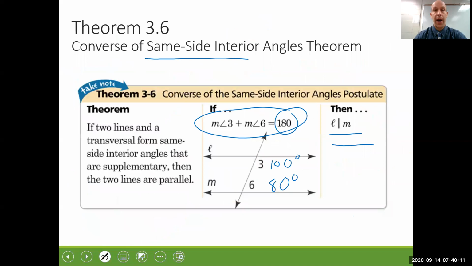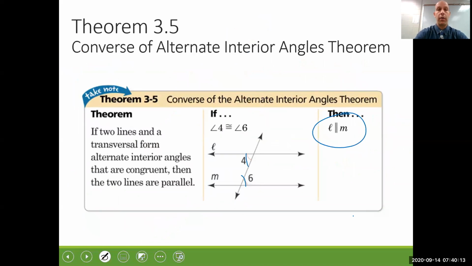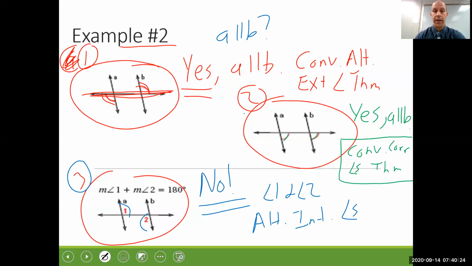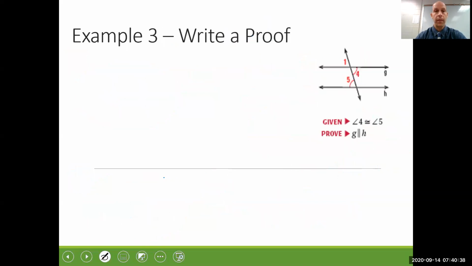If we look back at theorem 3.5, the converse of the alternate interior angle theorem, it says that the alternate interior angles have to be congruent. That is not what we have here. Here, we're told that those two angles are actually supplementary. Supplementary means they add up to 180. So we do not know that these two lines are parallel. In fact, it's most likely the case that they are not parallel.